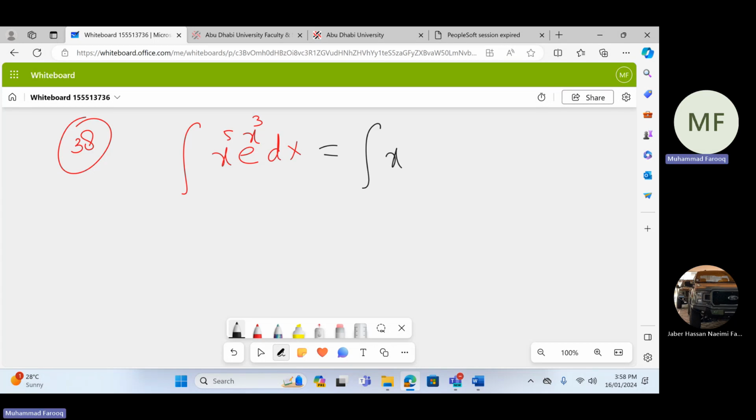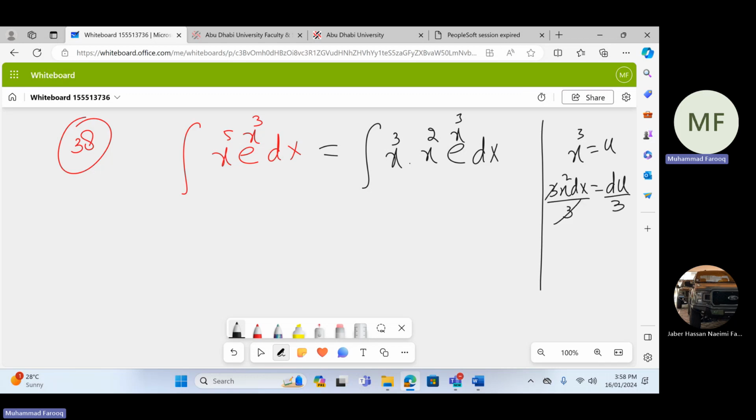x^5, I can write x^3 times x^2, then e^(x^3) dx. Now, take x^3 as u. Look here: x^3 as u. Next one: 3x^2 dx is equal to du. Come back to the question. Divide by 3 on both sides because I have x^2 dx in my question: x^2 dx is equal to du divided by 3.